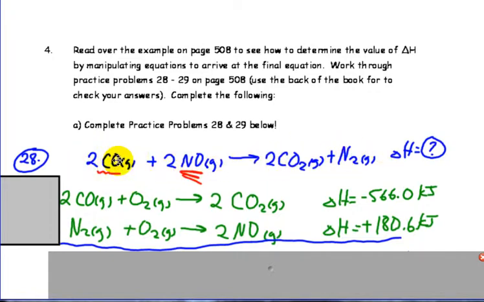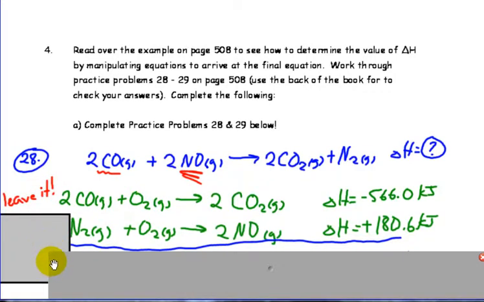Let's look for carbon monoxide in these green equations. There it is right there. I need 2 of them. I have 2 of them. I need it to be on the left-hand side. It is on the left-hand side. So that first equation, I'm just going to leave it because it's good. The carbon monoxide matches up, so hopefully everything else will match up as well.